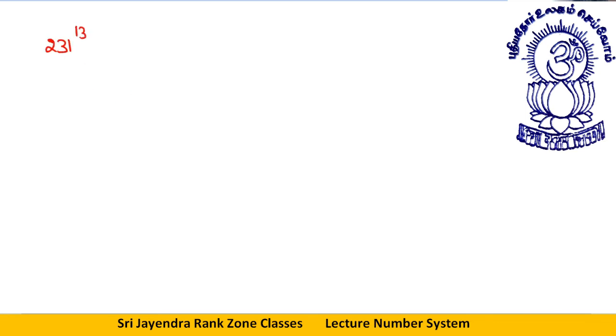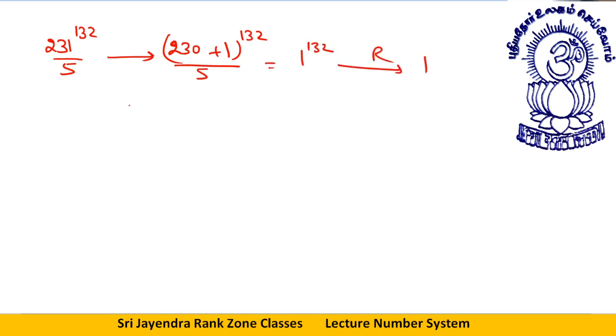231 raised to the power 132 divided by 5. What will be the remainder? See, the question is actually so easy. Why? Because you write it as 230 plus 1 raised to the power 132 divided by 5. This is 1 raised to the power 132. Anything of this form will give you a remainder of 1. Okay, dear students, let's take another example.